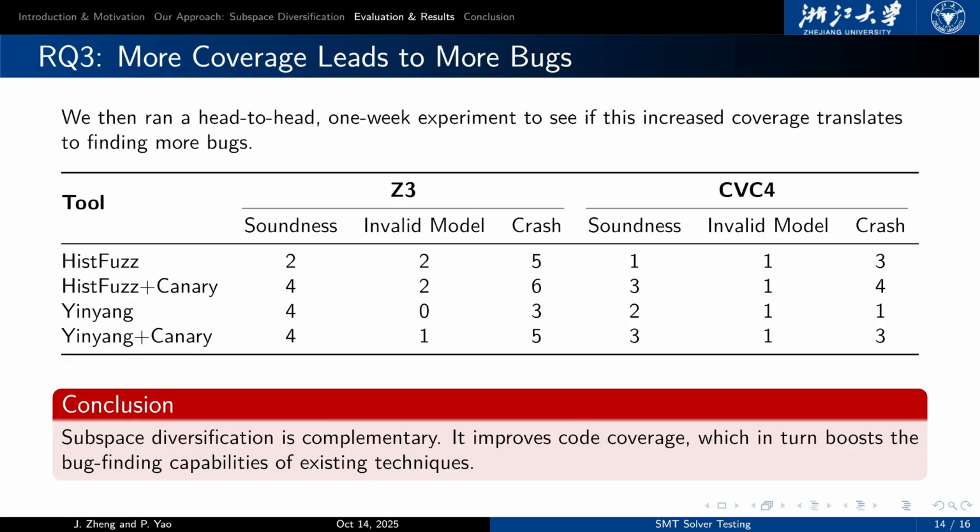For instance, when paired with fuzz, Canary helped find twice as many soundness bugs in Z3. And when paired with yin-yang, it uncovered an invalid model bug that yin-yang missed entirely on its own. This shows that subspace diversification is a powerful complementary approach. It is not a replacement for existing methods, and it improves code coverage. The better coverage boosts the bug-finding capability of other techniques.